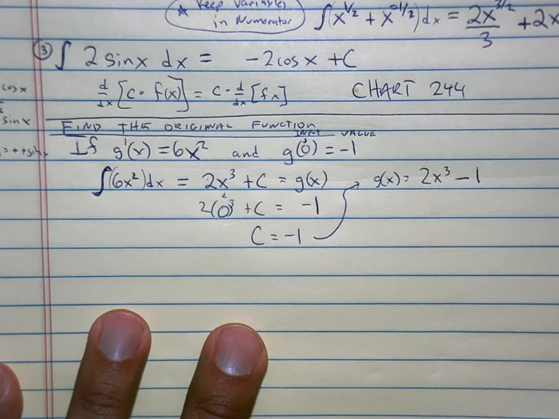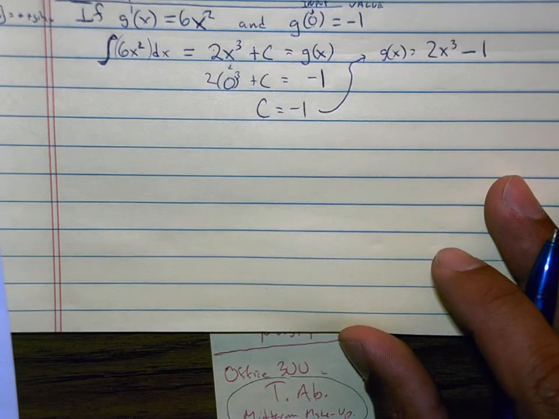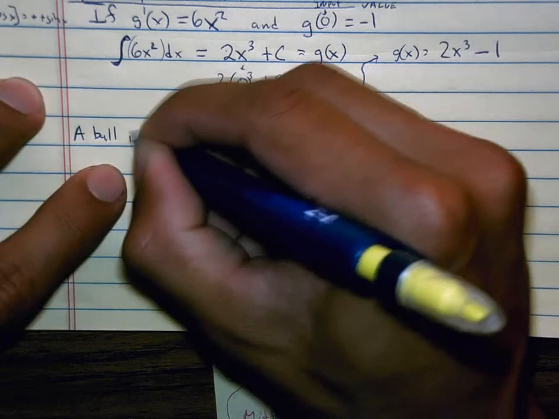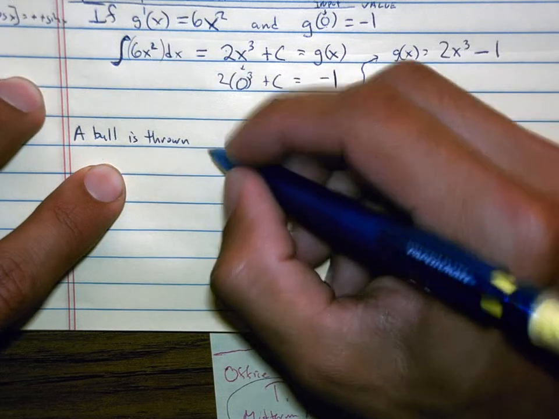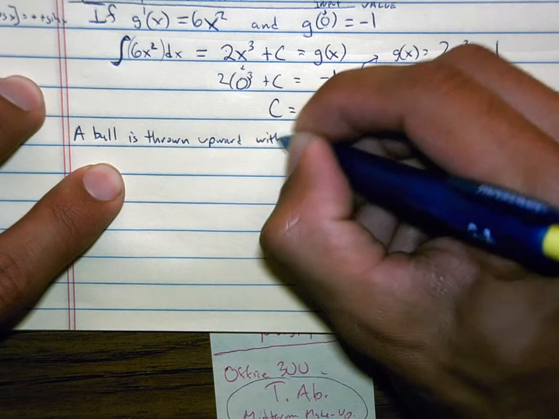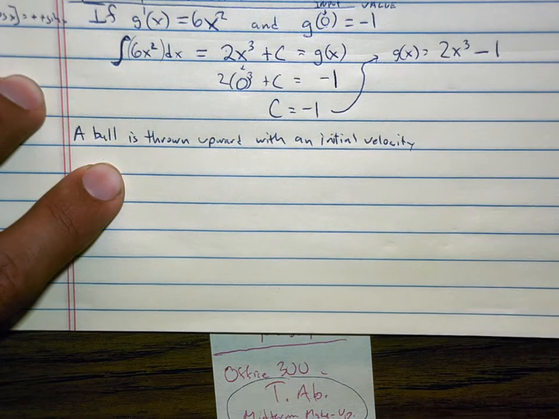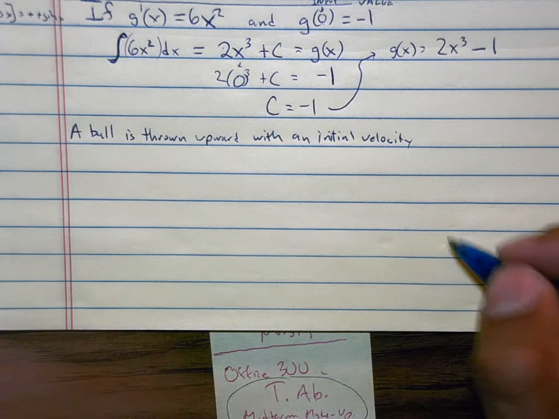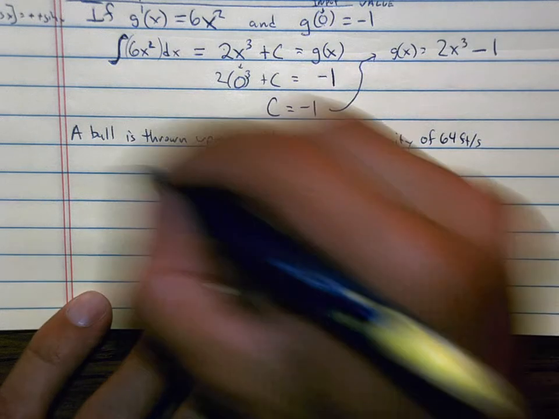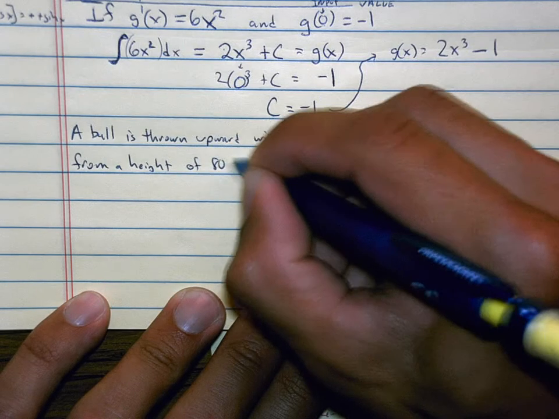How does this apply? Well, it might apply to physics. So let's do a physics problem. This is our last one that we will do. A ball is thrown upward. A ball is thrown upward with an initial velocity of 64 feet per second from a height of 80 feet.